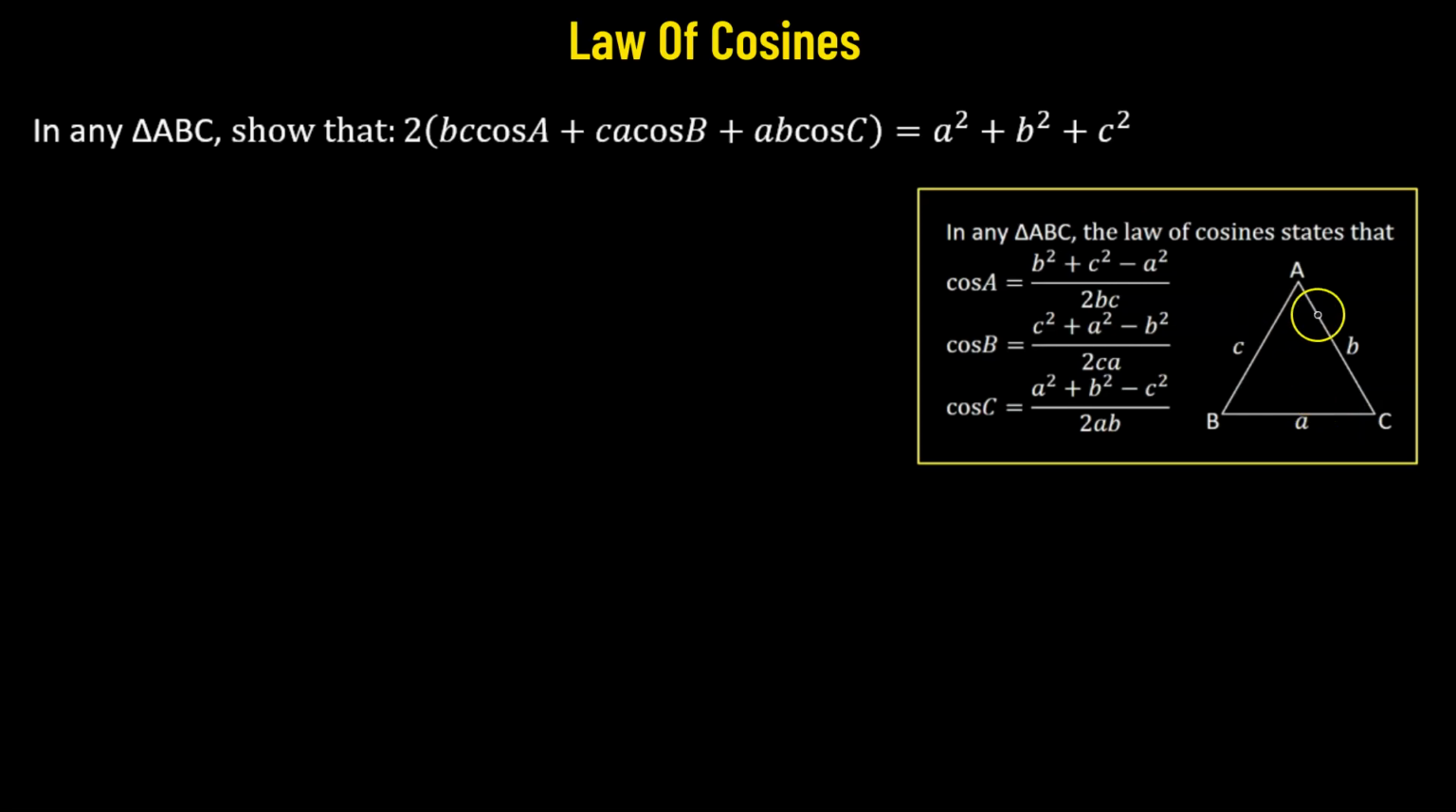Here the sides opposite to angles A, B and C are represented by lowercase letters a, b and c respectively. Then the law of cosines states that the cosine of A, cosine of B and cosine of C can be defined by the sides as given in the following. Now we'll start from the left hand side of the given trigonometric equation.